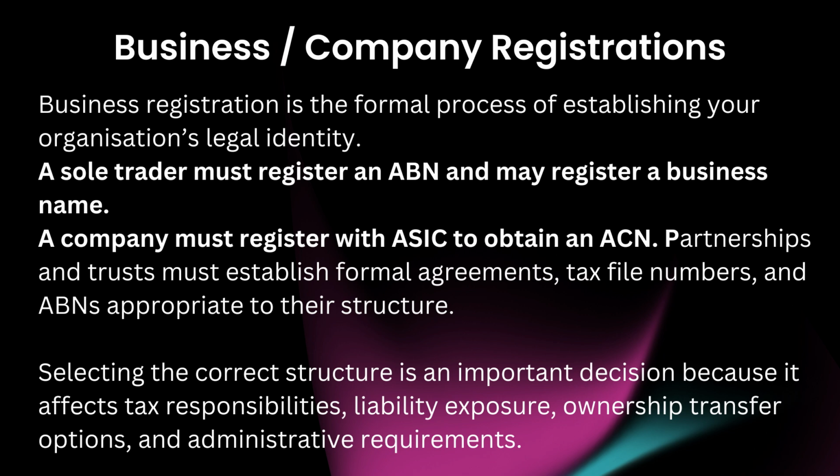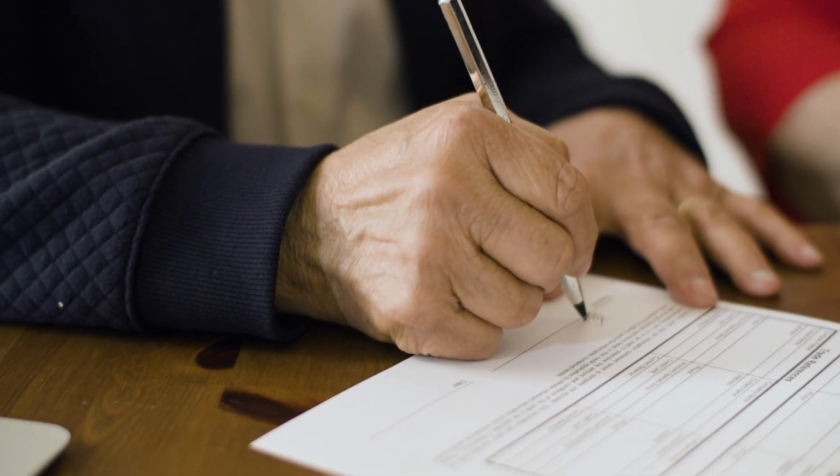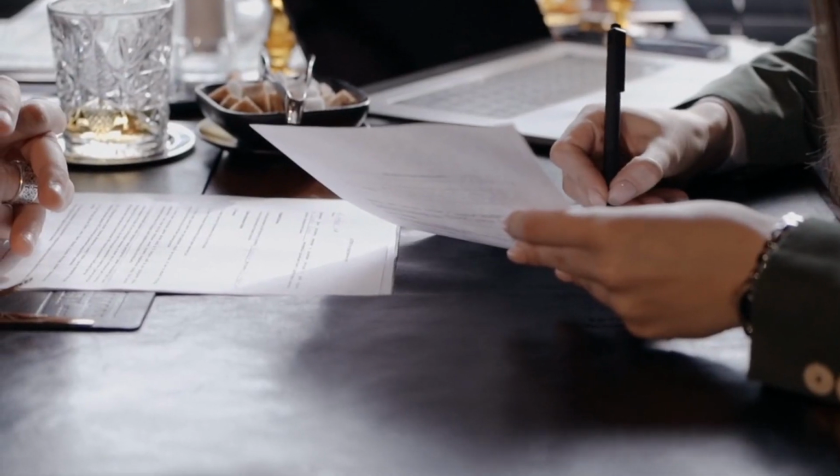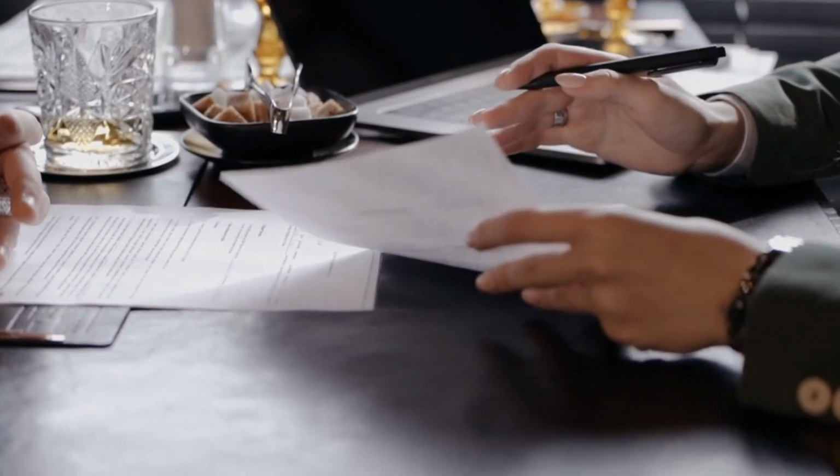Business company registrations. Business registration is the formal process of establishing your organization's legal identity. A sole trader must register an ABN and may register a business name. A company must register with ASIC to obtain an ACN. Partnerships and trusts must establish formal agreements, tax file numbers, and ABNs appropriate to their structure. Selecting the correct structure is an important decision because it affects tax responsibilities, liability exposure, ownership transfer options, and administrative requirements. For example, sole traders have full personal liability for business debts, while companies offer limited liability protection.